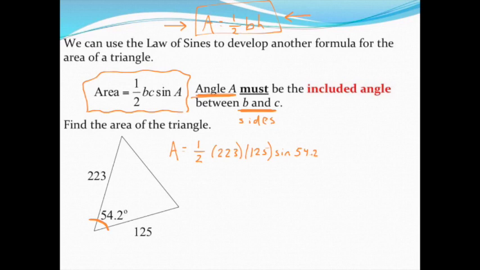Now make sure your calculator is in degree mode, since our angle is in degrees, and I would go ahead and just type this all in my calculator as is: 0.5 times 223 times 125 times the sine of 54.2. Doing that, I find the area of this triangle to be approximately 11,304.2. And I'll include units since there's nothing on here, I'll just say units squared for my area. So there's the area of the triangle.